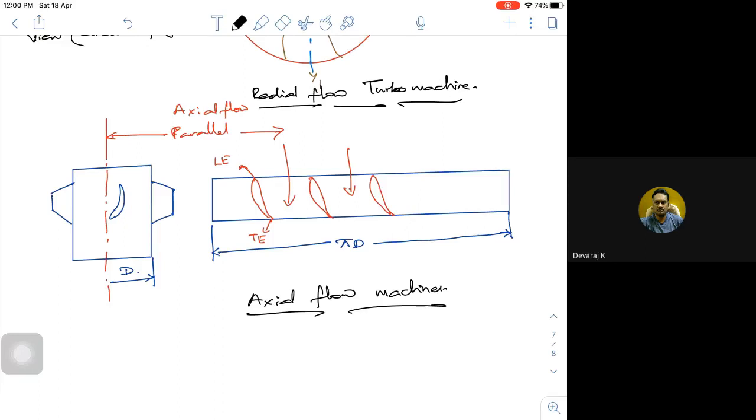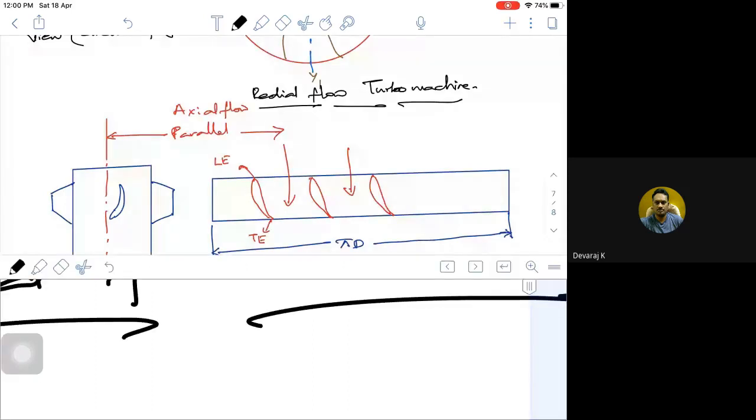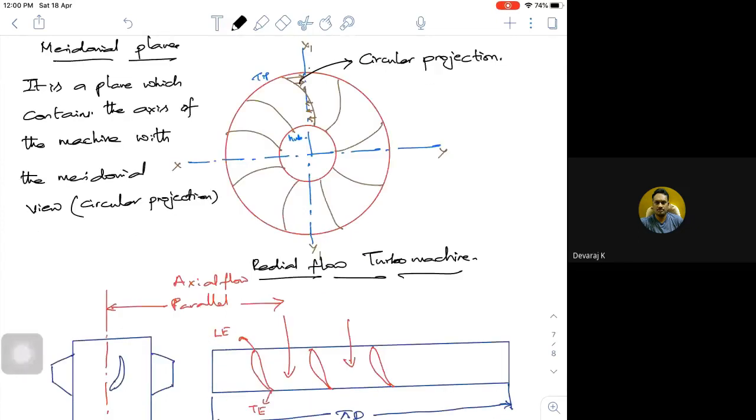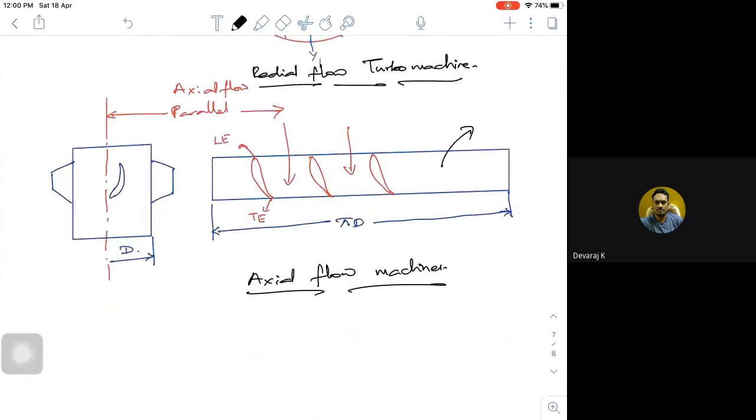Fine. In case of a radial flow machine, I will try to do a circular projection, and I am going to have a meridional plane. So the meridional plane is what is created from the circular projection. Now what is the meridional plane here? The meridional plane itself is your circumference. So circumference itself is your meridional plane. So where am I going to put the velocity triangles?